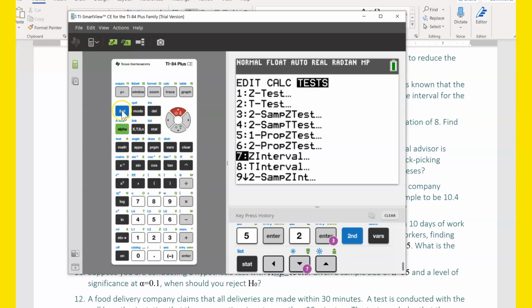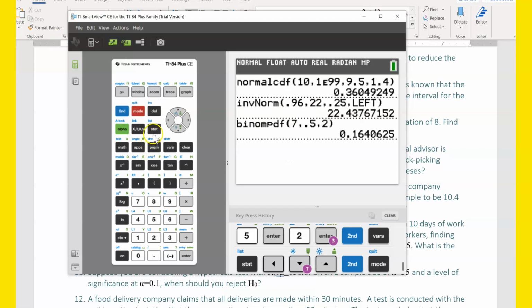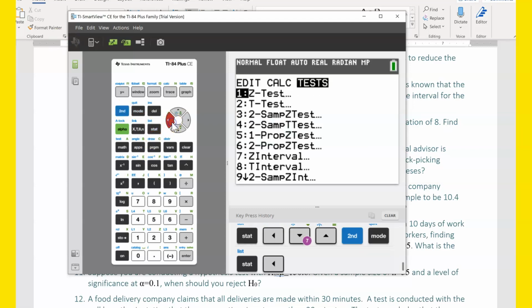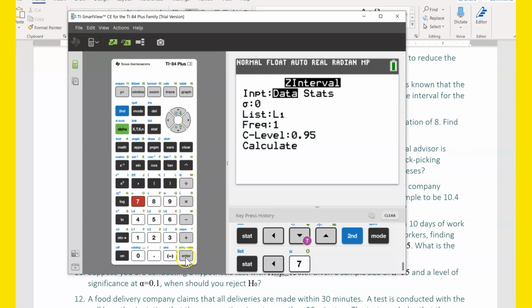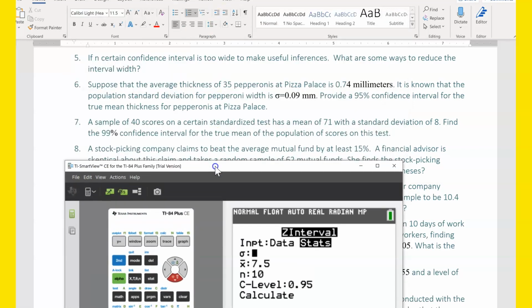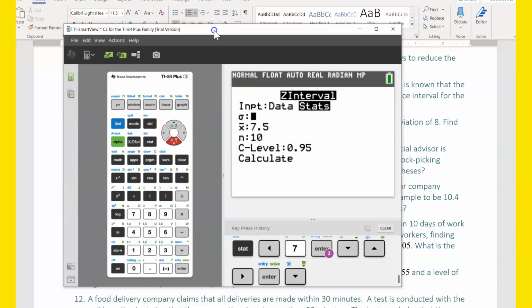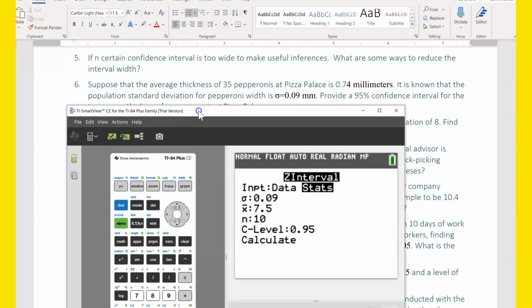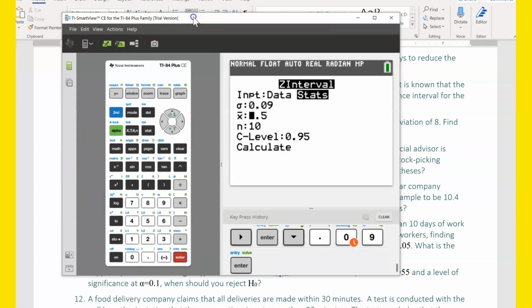And so you go to, let me just start back over so you can see how I get here. You go to Stat, then click to the Tests tab and go to z-interval. So that's option 7. Actually, I'm not inputting data, I'm inputting statistics. Sigma is given to us. It is known to be 0.09. And the mean of the sample is given as 0.74.